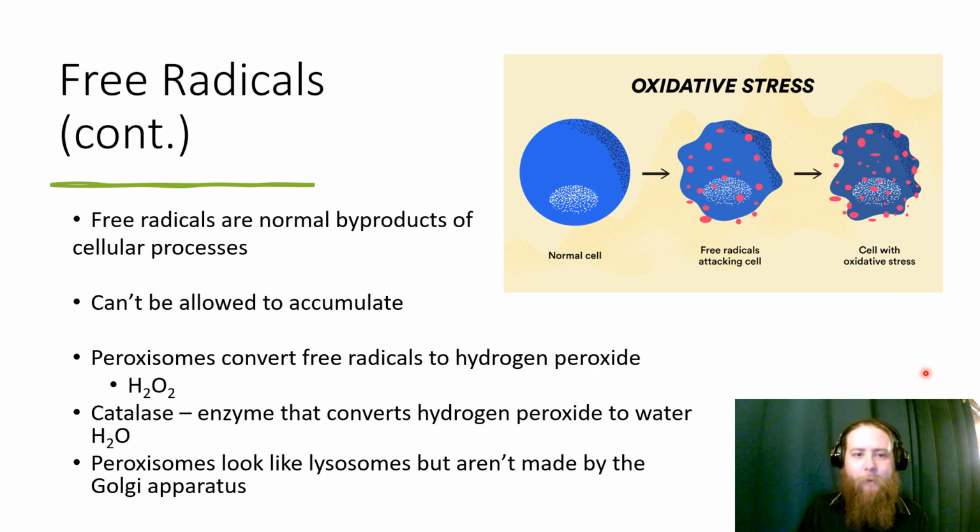So peroxisomes will convert these free radicals to hydrogen peroxide, H2O2. And it does this using an enzyme called catalase. Catalase is an enzyme that takes this hydrogen peroxide and makes it water, H2O. And then the important thing to notice here is even though they look similar to lysosomes, they aren't made by the Golgi apparatus, so they have a little bit different job.